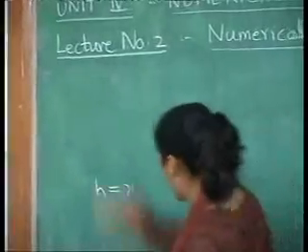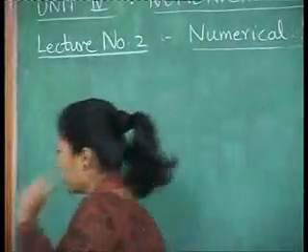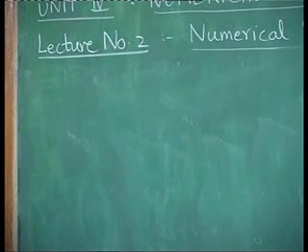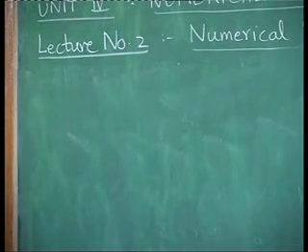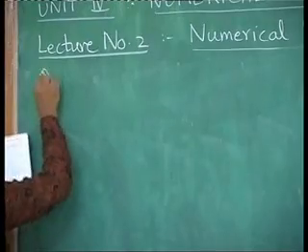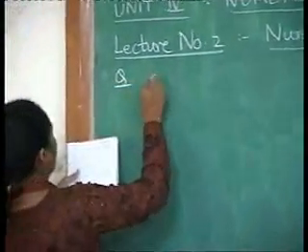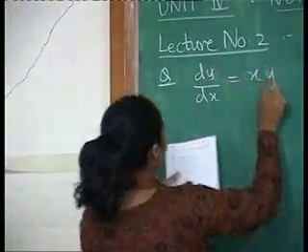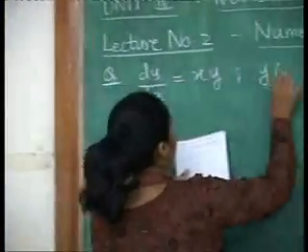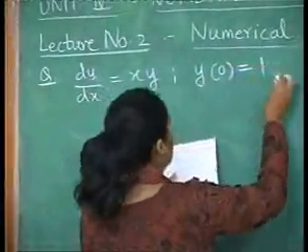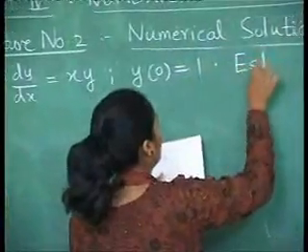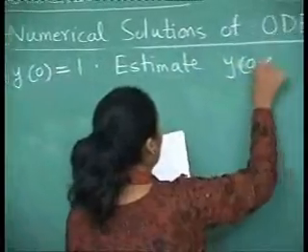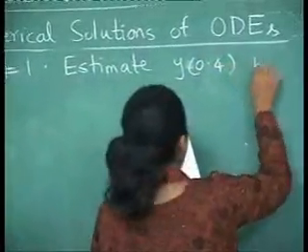Well, we won't be doing the theory again. I'll just be using that iteration formula. The problem: dy by dx is x into y. y at 0 is 1. Estimate y at 0.4 by Euler's method.